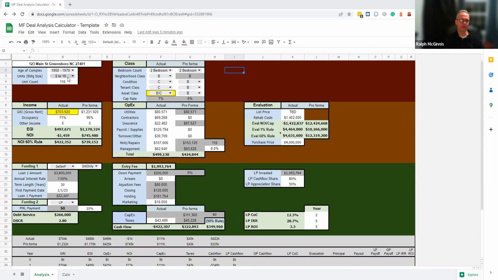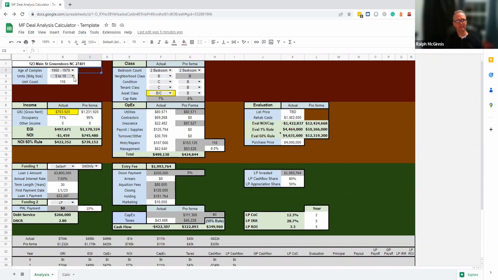So over here on the far left, you see the age of the complex. The reason why the age is important, and we have it broken down into brackets, is because if you have an older property, you're going to have to expect to put more into maintenance and more into CapEx in that property. So CapEx meaning capital expenses, large things like roof, foundation, and all of the infrastructure going into that property.